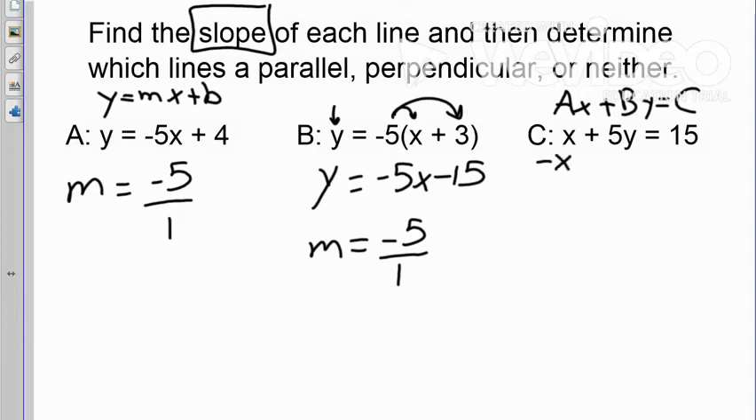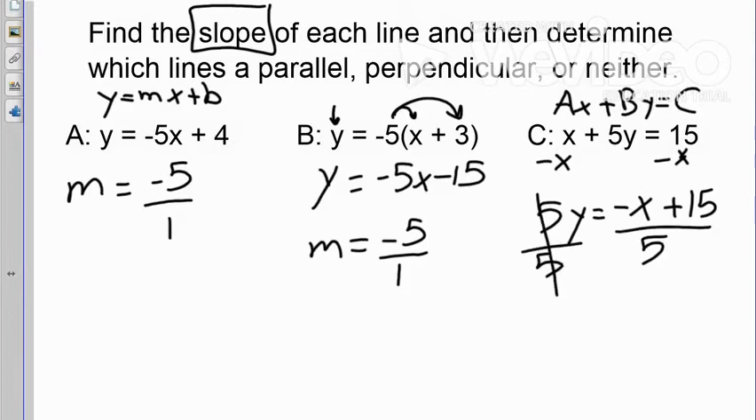So what we would do is we'd isolate our y by getting rid of the x here. Okay, so we're going to have 5y equals -x plus 15. Divide everything by 5. So I'm going to get y is equal to -1/5 x plus 3. Okay, so now that this is in slope-intercept form, we now know that the slope for this one is -1/5.